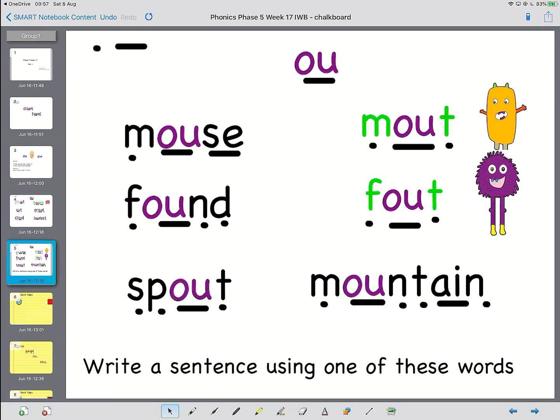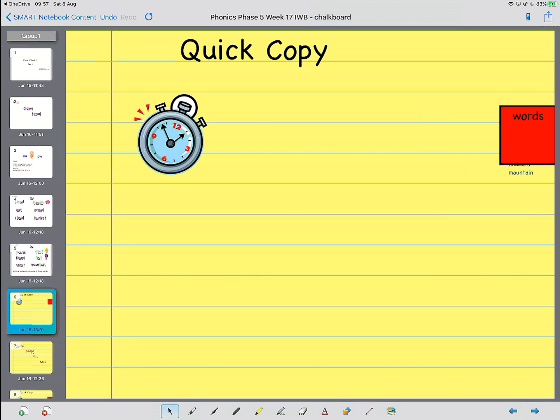Okay, so now we're going to do a quick copy. So whiteboards and whiteboard pens ready. First one we're going to copy is out. Ow, t. One, two, three, four, five. Next one is about. Ow, t. About. Next word, cloud. K, l. Ow, d. One, two, three, four, five.